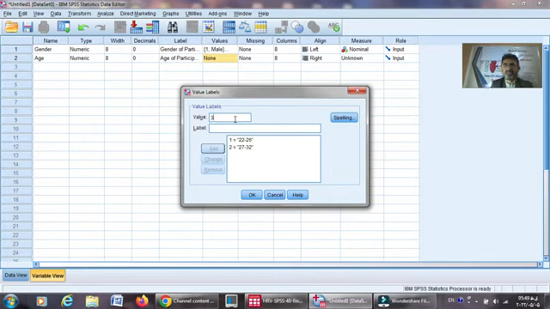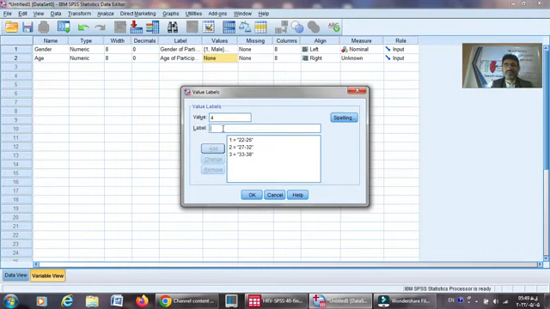Here 3 for 33 up to 38, and 4. We can choose just 4 options for 4 categories. We can put more based on the requirements of our study.